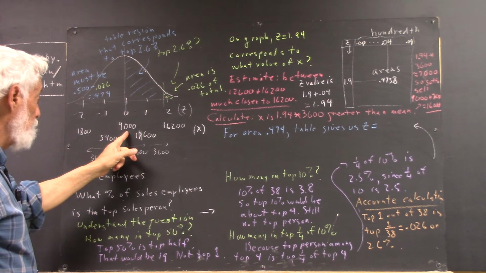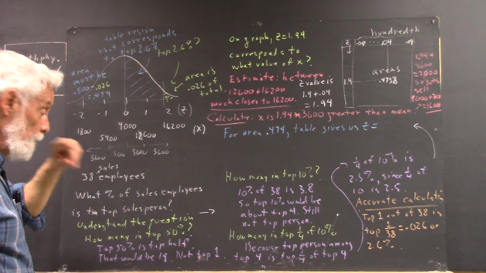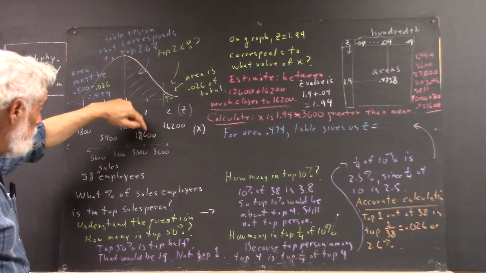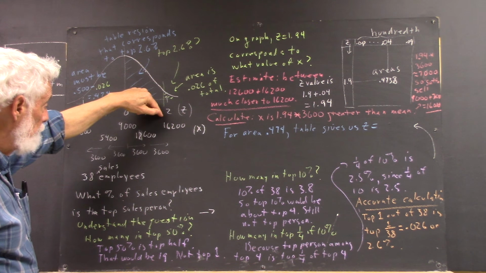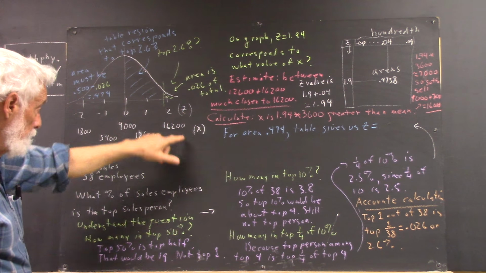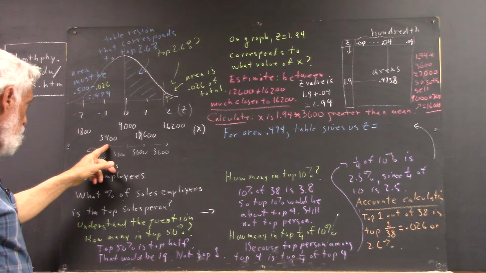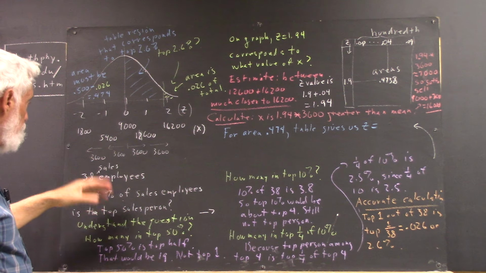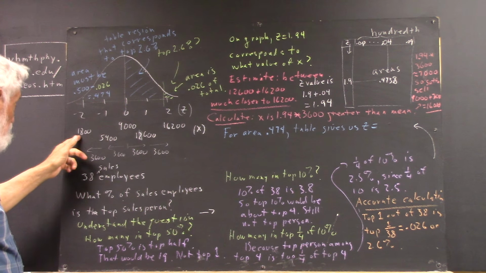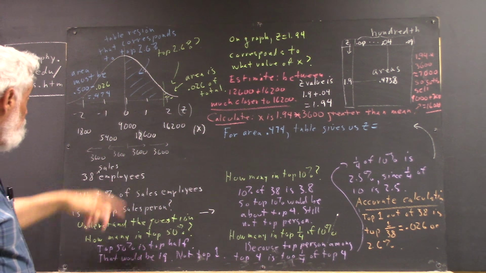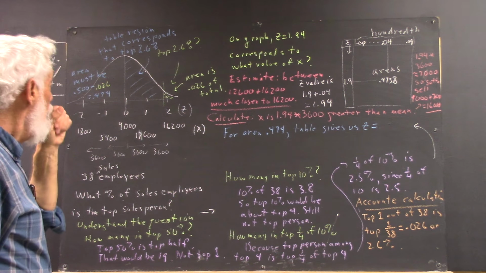Our mean was 9,000, so that goes at z equals 0. Then we got to move 3,600 for every standard deviation, so z equals 1 is going to be 12,600. And another standard deviation takes us up to z equals 2, which is going to be 16,200. And then we move 3,600 to the left and another 3,600 to the left, and we get our -2 and -1 x values. 1,800 for z equals -2, and 5,400 for z equals -1.